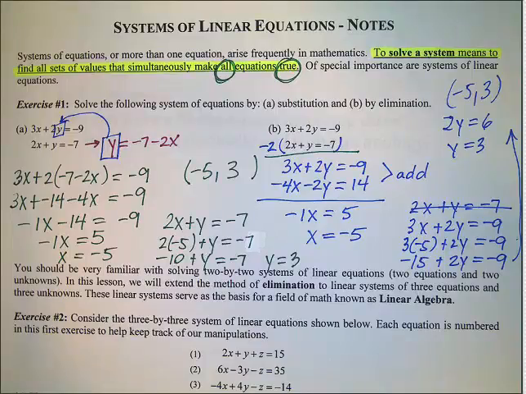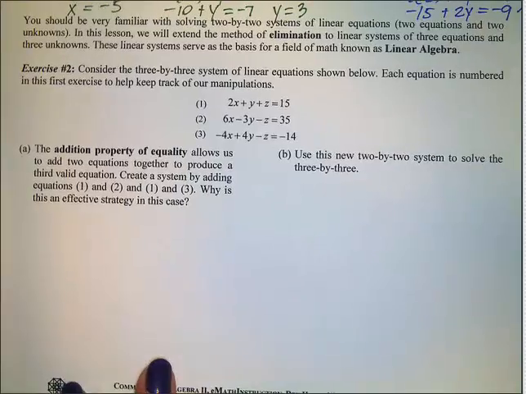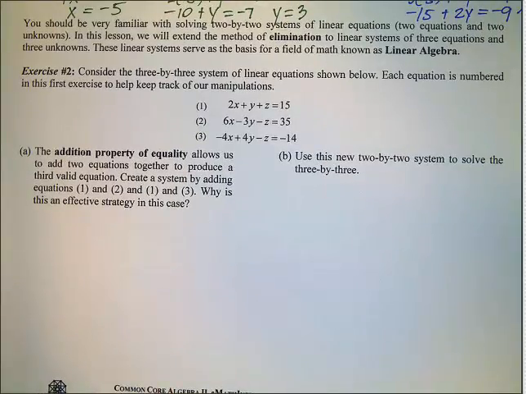So let's look at exercise 2. And it looks, holy cow, scary. But if you're good at algebra, you'll be fine. Okay? And you just have to be organized and do things methodically. So this tells us the addition property of equality allows us to add 2 equations together to produce a third valid equation. So that's what we did in elimination above. Create a system of adding equations 1 and 2 and 1 and 3. Why is this an effective strategy in this case?